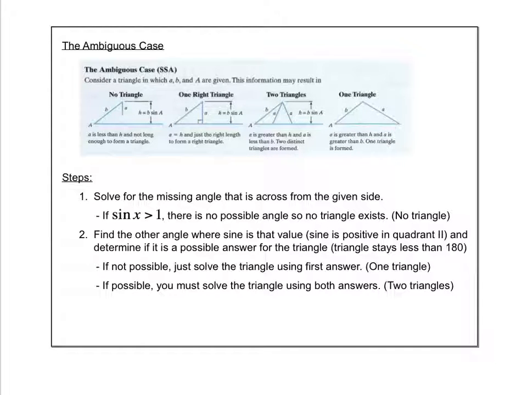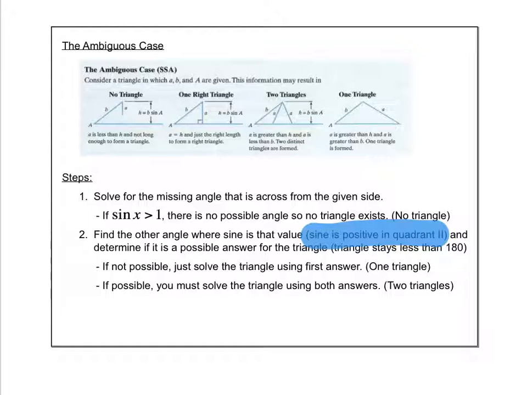The first thing we're going to do is solve for a missing angle. Since it's a side-side angle, the first thing we're going to be able to find is an angle. If you end up with something bigger than 1, that's right away you're going to know there's no triangle. If you get an angle, that's going to be the first quadrant angle. Remember, sine is also positive in the second quadrant. So what that means for us today is that we can find the other angle by subtracting from 180.